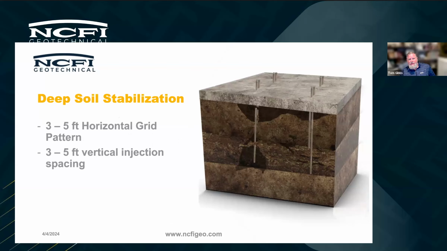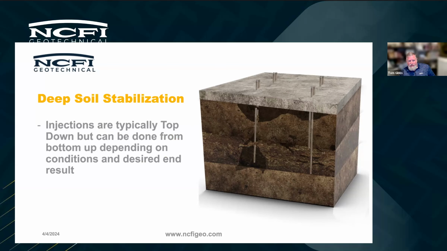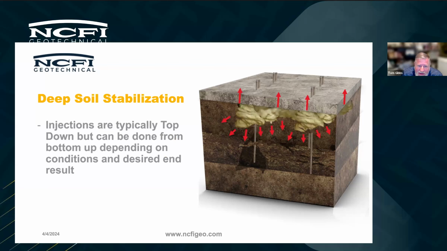So with deep soil, typically we're going to do anywhere between 3 to 5 foot grid spacing at the surface, as well as with our pipes shooting down. If in some cases it's shallow enough, sometimes you can inject at the base and pull your pipe up. But we typically do this from the top down. So usually you're placing more than one pipe per injection location. Injections are typically, again, top down, can be done from bottom up depending on conditions and desired end result.